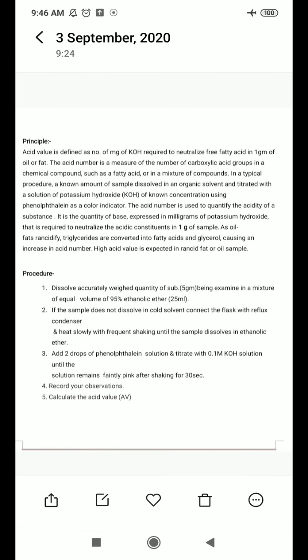What is the next step? Then add 2 drops of phenolphthalein solution and titrate with 0.1 molar KOH solution until the solution remains faintly pink after shaking for 30 seconds.